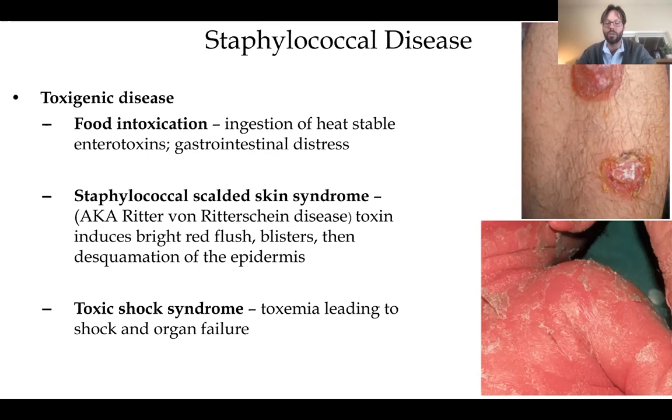Toxic shock syndrome is just going to be the toxemia, which is essentially all the toxins from these bacteria that they secrete build up and become systemic. And then once they become systemic, they start traveling to your different organs and can lead to organ failure.